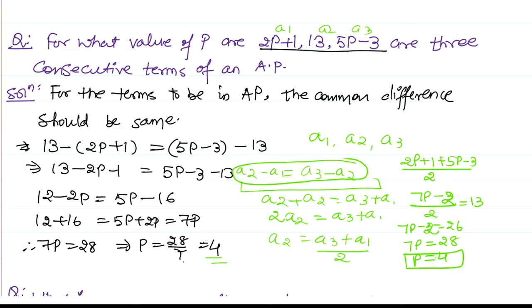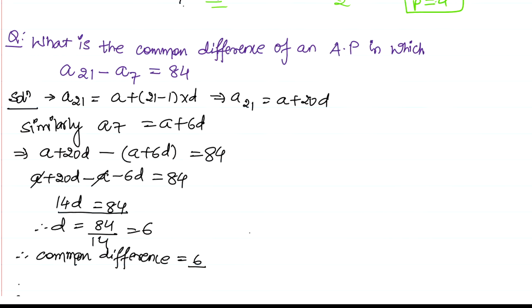Let's take one more example. The question says, what is the common difference of an AP in which A21, that is the 21st term, minus A7 is equal to 84? What does it mean? That is, the difference of the 21st term and the 7th term is equal to 84.